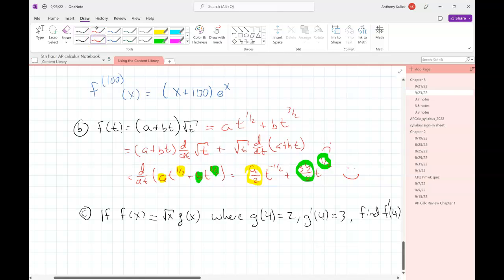All right. Let's say we have that f of x is equal to the square root of x times g of x. And we know g of 4 is 2, g prime of 4 is 3, and we want to find f prime of 4.